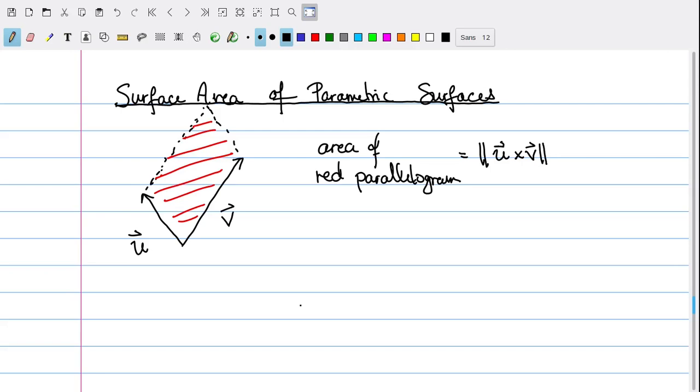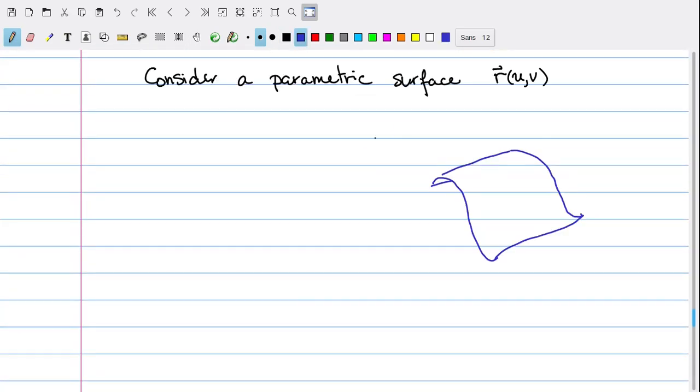This is the main tool that I want to use when I develop my equation for the surface area of a parametric surface. To start out, I just want to consider a random parametric surface, which I've drawn in blue, and is parametrized by r of uv.